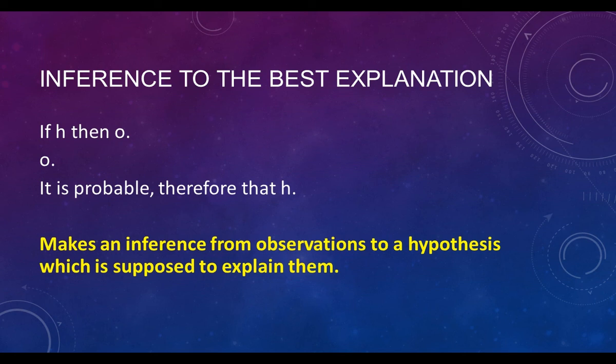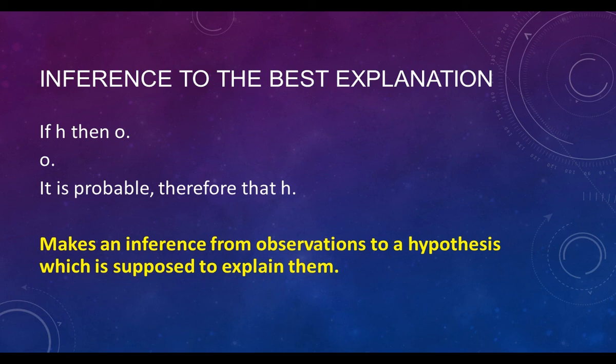Here's another one that should strike you as at least somewhat worrying. Well, all of these should strike you as at least somewhat worrying. Don't have zero worry about these. But here's another one that's sort of odd. So inference to the best explanation. If hypothesis H, then observation O. So if my hypothesis is true, then we should observe this. We observed this. Therefore, it's probable that my hypothesis is true.